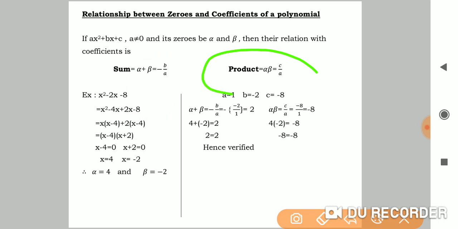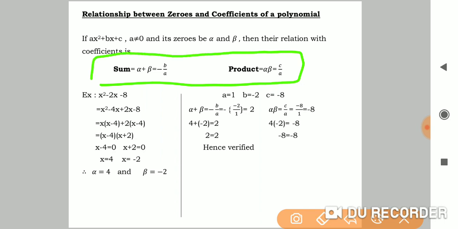Whereas the product of the zeros means we are multiplying the zeros, written as alpha into beta, and the coefficients are related in this way: constant divided by coefficient of x square, that is a, or simply alpha into beta is equal to c by a. Now that we have written the relationship between the sum and the product of zeros, let us verify this relation by taking an example below.